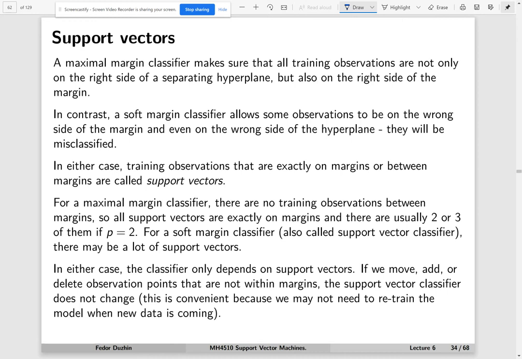This classifier only depends on support vectors, which sometimes is convenient if we trained it once and then got some new data, right? And we are considering whether we should retrain our classifier. If the new data is not within the margins, then we do not need to retrain the classifier.